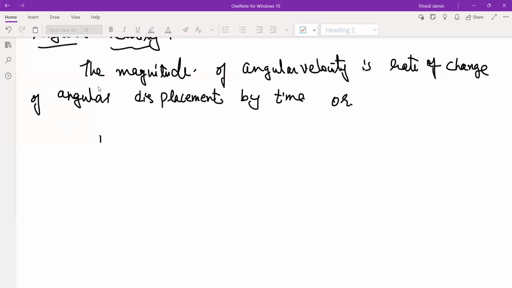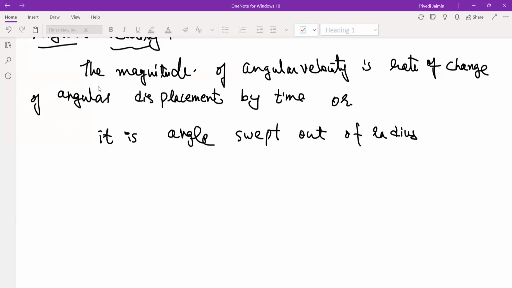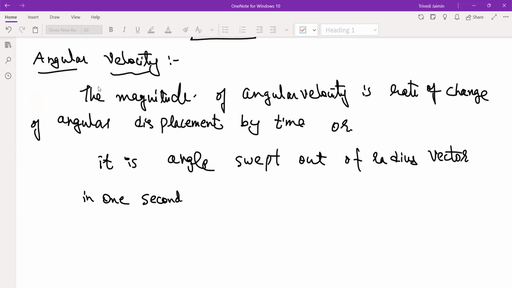Or it is angle swept out of radius vector in 1 second. So angular displacement or angular velocity is denoted by omega, as angular displacement was theta. Here we have omega. So what are they saying?